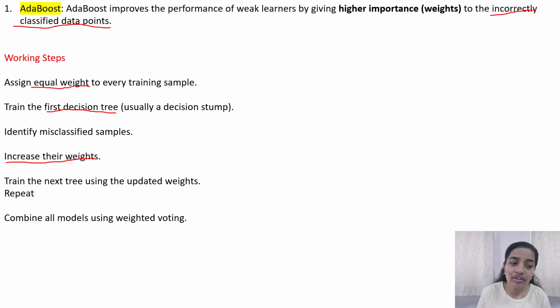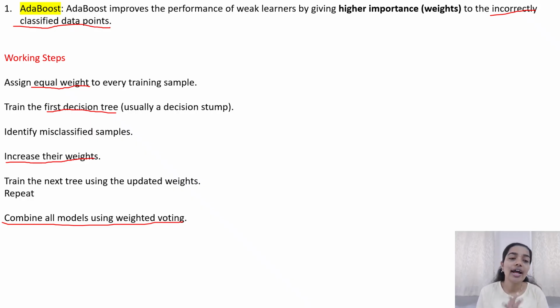Then the next tree repeats with the updated weights. The first tree has everything equal, but for the second tree, whatever was misclassified has its weight increased, and for the others the weight remains the same. Then we repeat the process of training, and at the end we combine as usual. For classification, we generally perform voting.